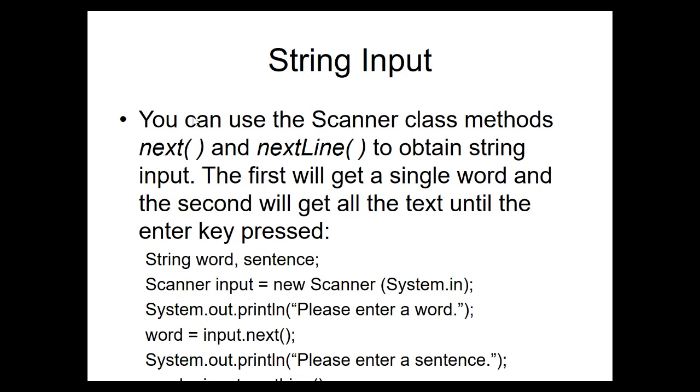So for example, if you're just asking for somebody's first name, you can use next. But if you're asking for their whole name, which would include first name, space, last name, you might want to use nextLine because otherwise it's going to cut off after just the first name. So you just set up your scanner, you ask them for a word. If it's just a single word, you can say input.next, and it stores it into the string variable word. If you want an entire sentence, then you're going to have to use this one where you say nextLine, and that will get an entire line of text.